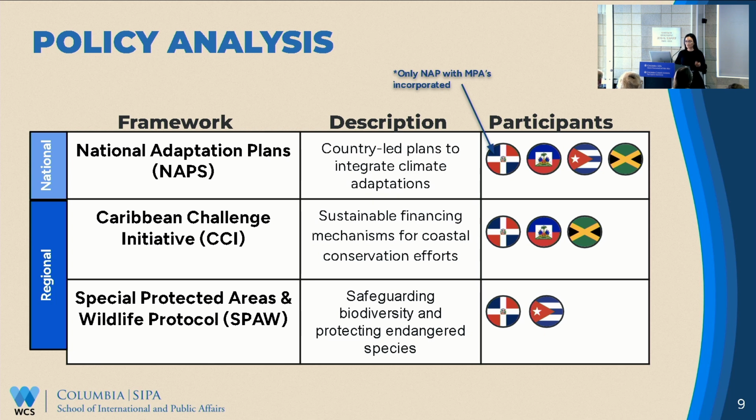But the Dominican Republic is the only country that integrates marine protected areas into their NAPs. At the regional level, we looked at, for example, the Caribbean Challenge Initiative, which is a financial mechanism that supports coastal conservation, and all countries except Cuba are members. And finally, the Specially Protected Areas and Wildlife Protocol, whose main goal is to safeguard biodiversity and protect endangered species, and they also set obligations for country members to regulate and prohibit actions that may harm species. But under this framework, only Cuba and the Dominican Republic are members.